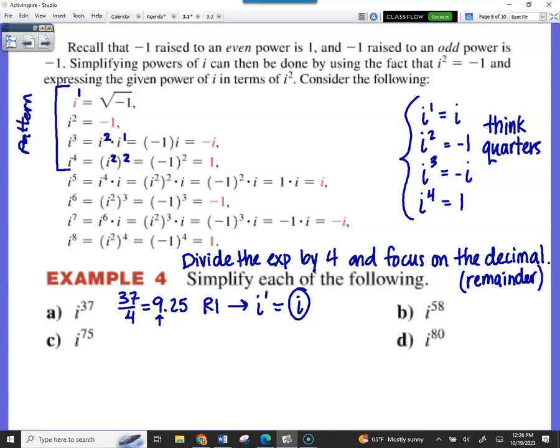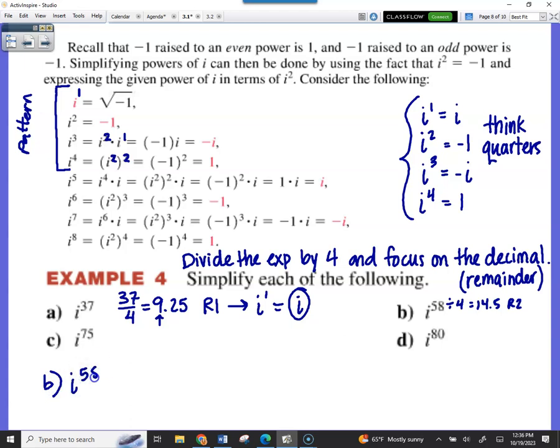Now let's look at B. i to the 58th power. So take the 58, and if you don't want to write all of that out, you could just come right here and say 58 divided by 4. And what do you get? 14.5, right? So the 0.5 would imply how many quarters? So to calibrate i to the 58th power, and I've run out of room, so I'm going to come right here.